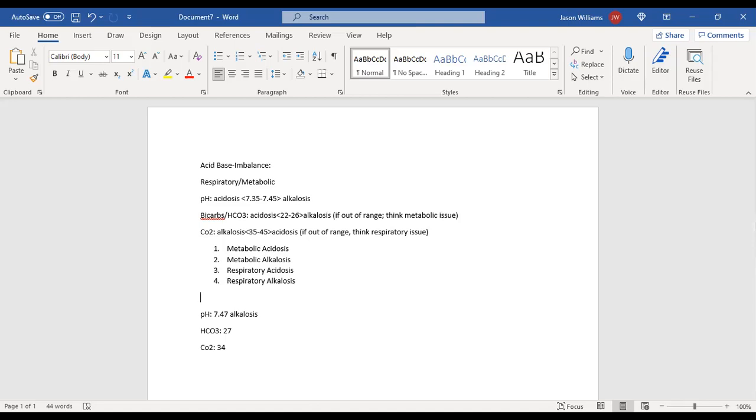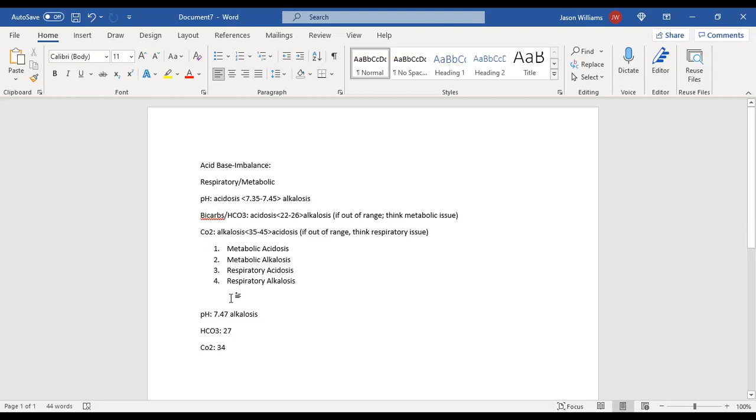It's a metabolic issue because the bicarbs are high. The first thing we're looking at is the pH to decide whether it's acidosis or alkalosis. After the pH, we need to look at the bicarbs and the CO2 to determine which one is out of range. If one is out of range, then that's the issue. If bicarbs are out of range, think metabolic issue.